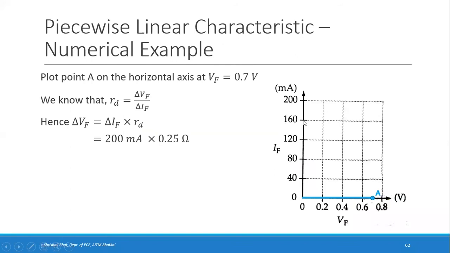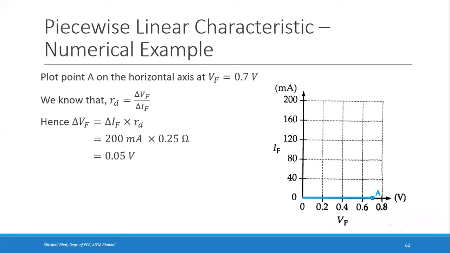The change in the forward current is 200 milliamps minus 0, 200 milliamps, multiplied by RD, the dynamic resistance, that is 0.25 ohms. Can anyone multiply this and tell me the value of delta VF? 0.05. Good. It is 0.05 volts. That is the change in the voltage.